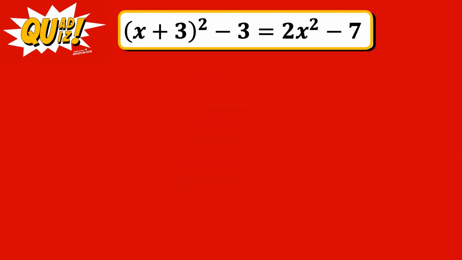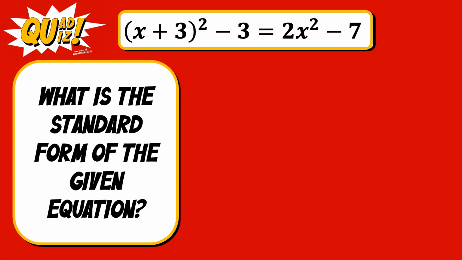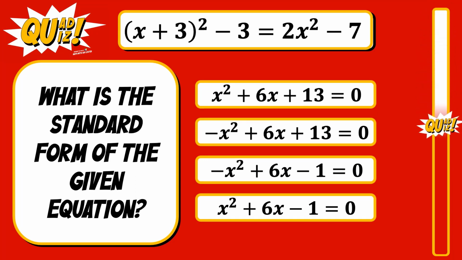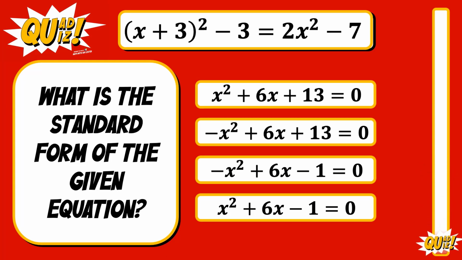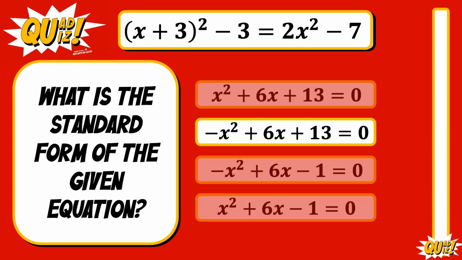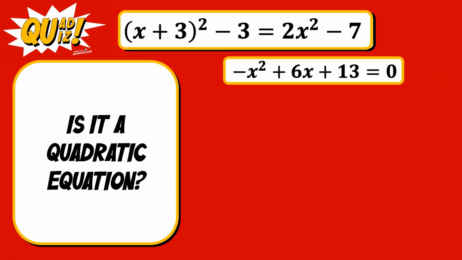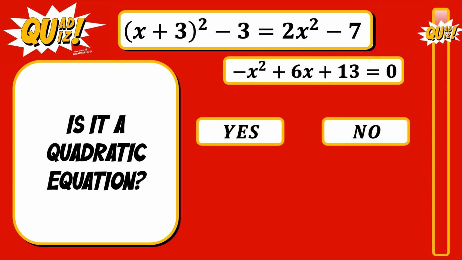Using this given, what is the standard form of the given equation? The correct answer is negative x squared plus 6x plus 13 equals 0. Next, is it a quadratic equation? Yes or no?